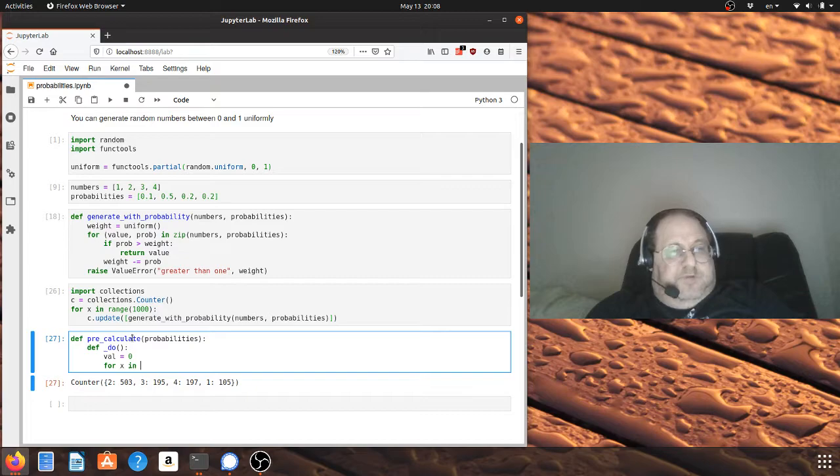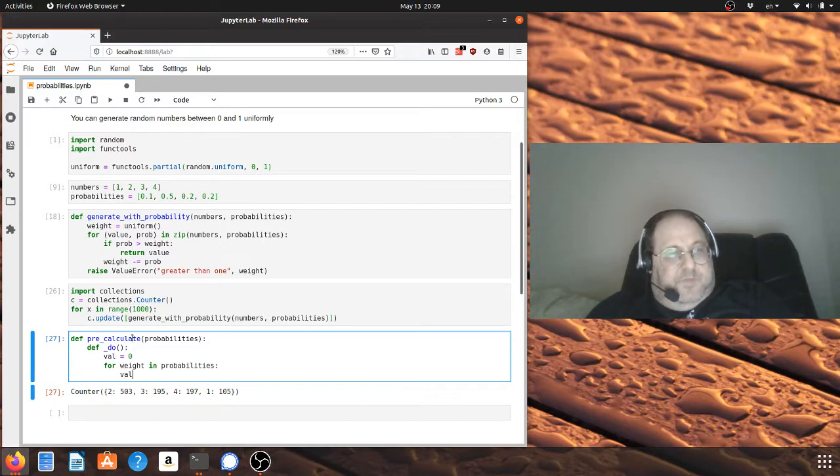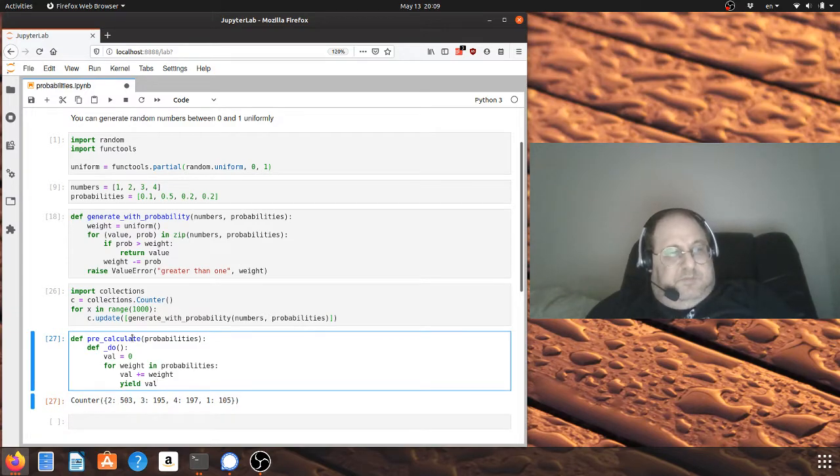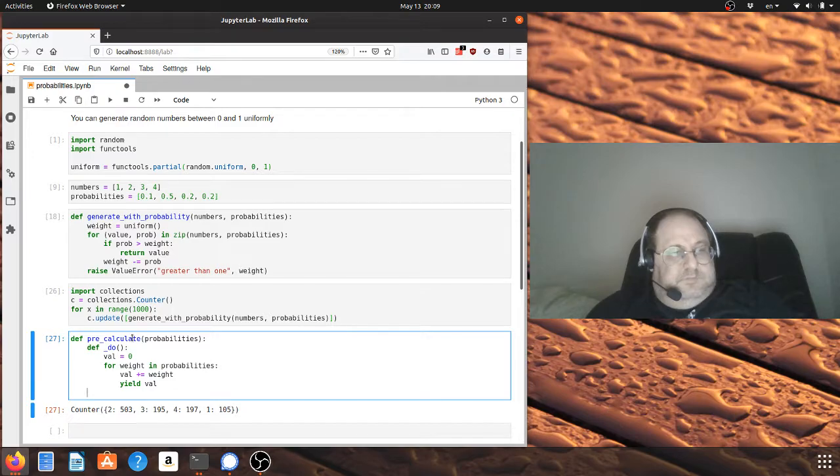For x in weight in probabilities, val plus equals weight, yield val. Do return list of do.